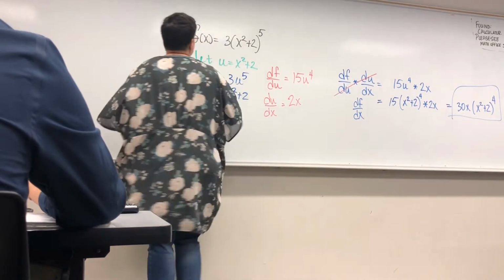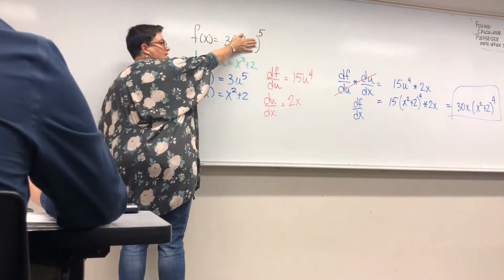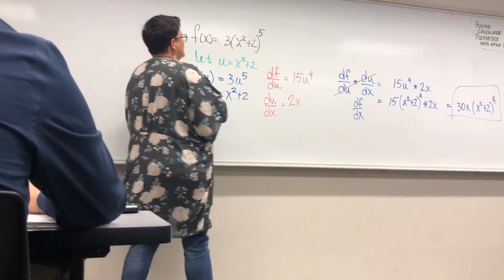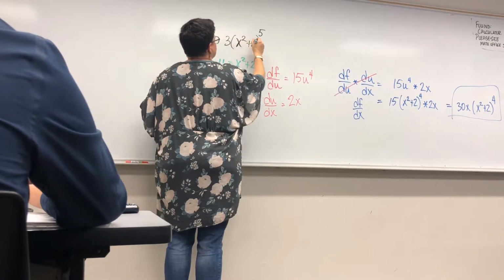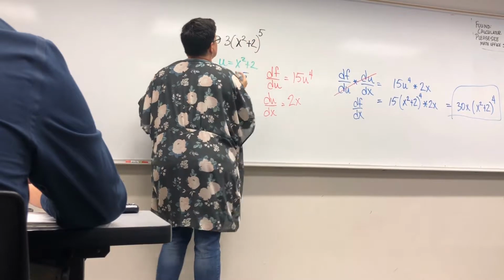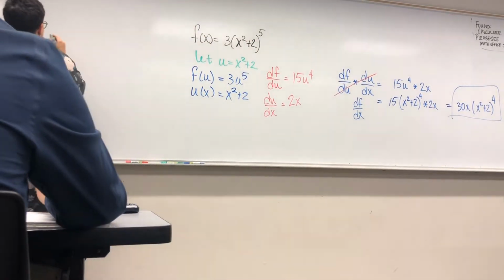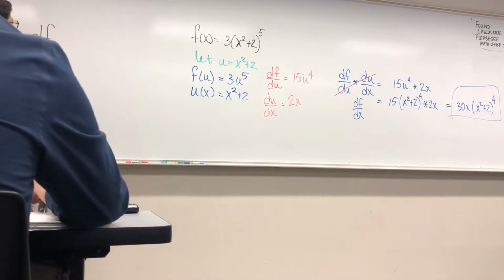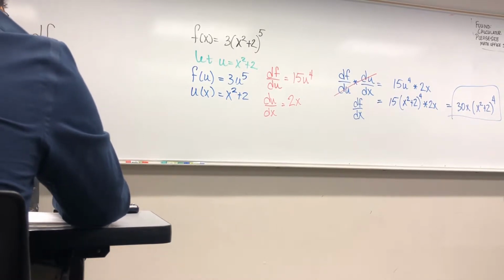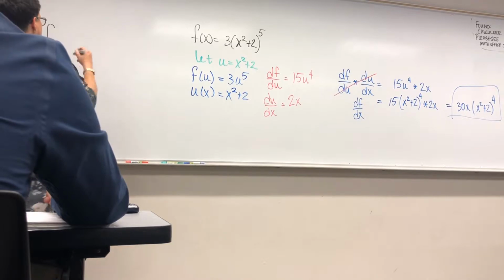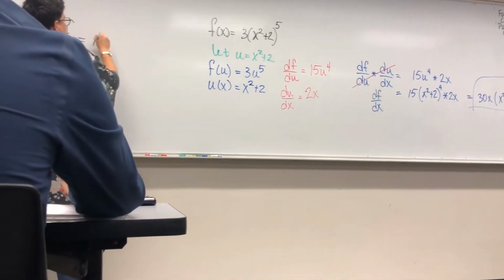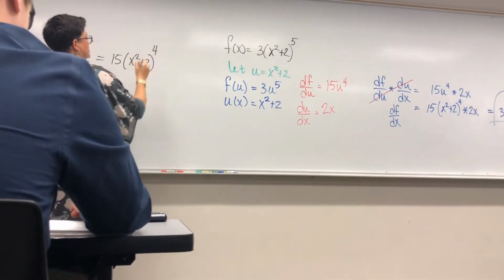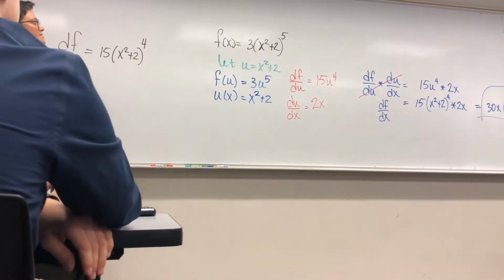You have an outside function. What is it? 3 jump to the 5th. We're going to start with the outside layer and peel it. And as we peel, we take derivatives. So what's the derivative of 3 jump to the 5th? 15 jump to the, what was the jump? Just x squared plus 2. So that's my outside layer.